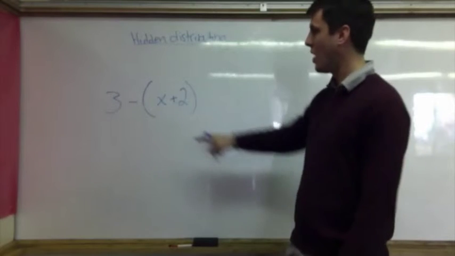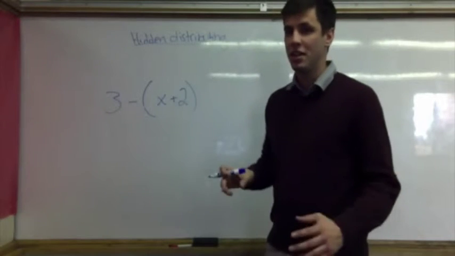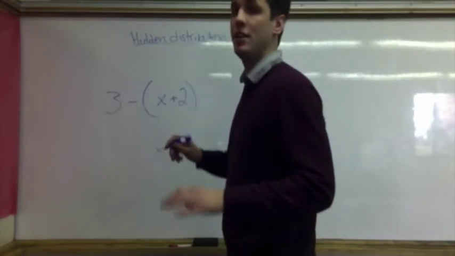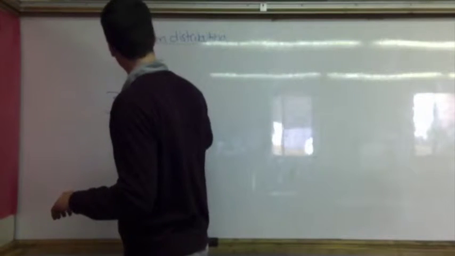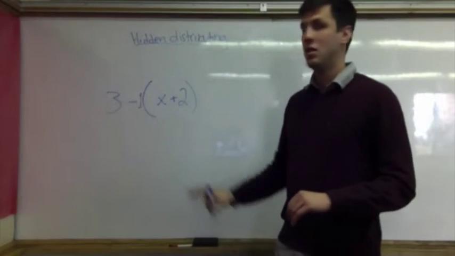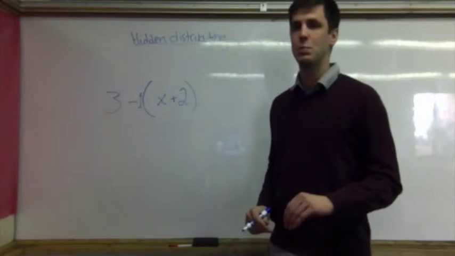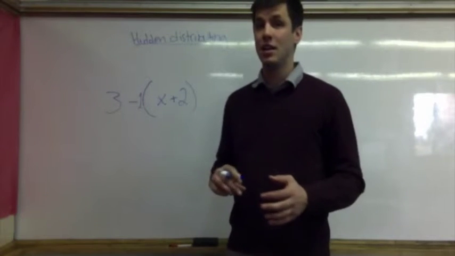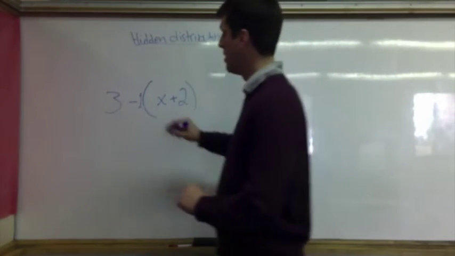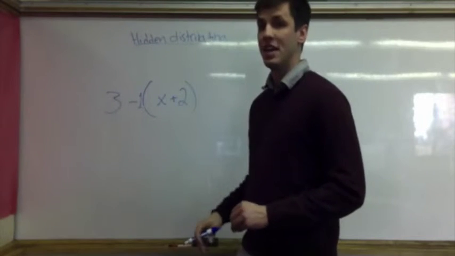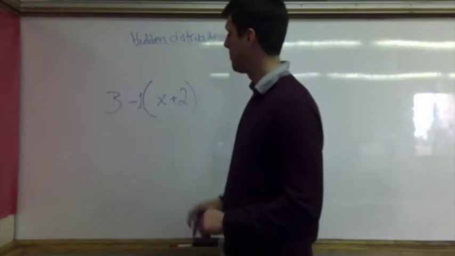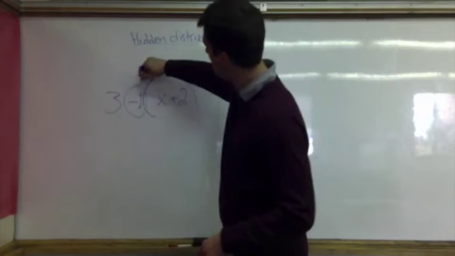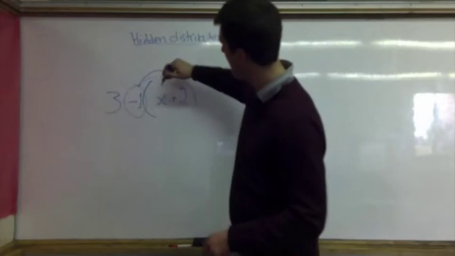3 minus the quantity x plus 2. You're still distributing something, and you need to find that hidden distributing term. So you fill in the invisible stuff, and right now 1 is invisible. But the minus belongs to the 1, and there's a reason why. The reason why is because subtracting is actually adding a negative. So 3 minus 1 is actually 3 plus negative 1. So when you distribute, you circle both the number and the term in front of it, and you distribute it to both numbers, or both terms on the inside.